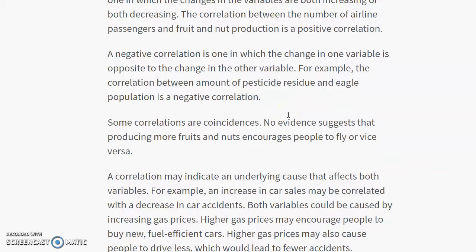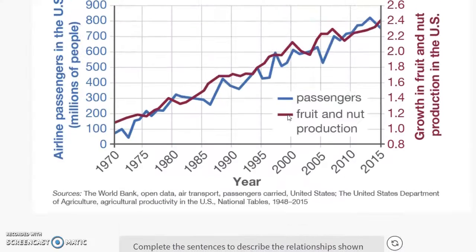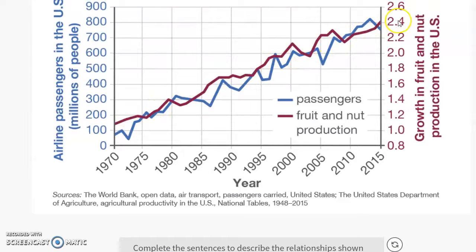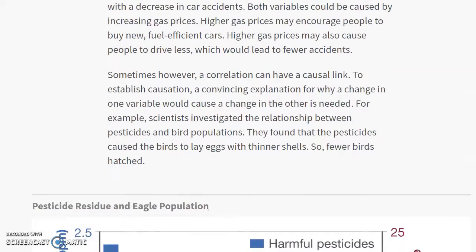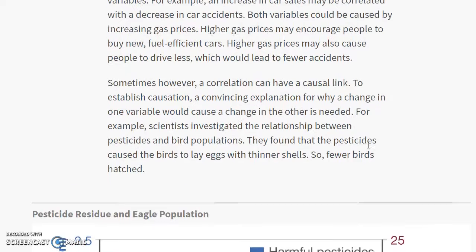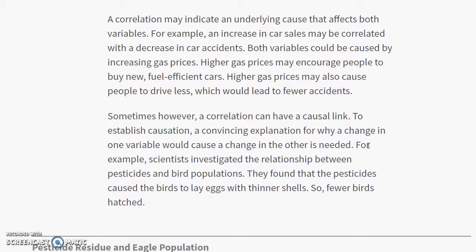The correlation between the airline passengers and fruit is positive. So if you see a graph like this where it's going up, that's a positive correlation. If it was going down, that would be a negative correlation. Still correlated, just in the negative way. Okay. It can have an underlying cause that would cause both.